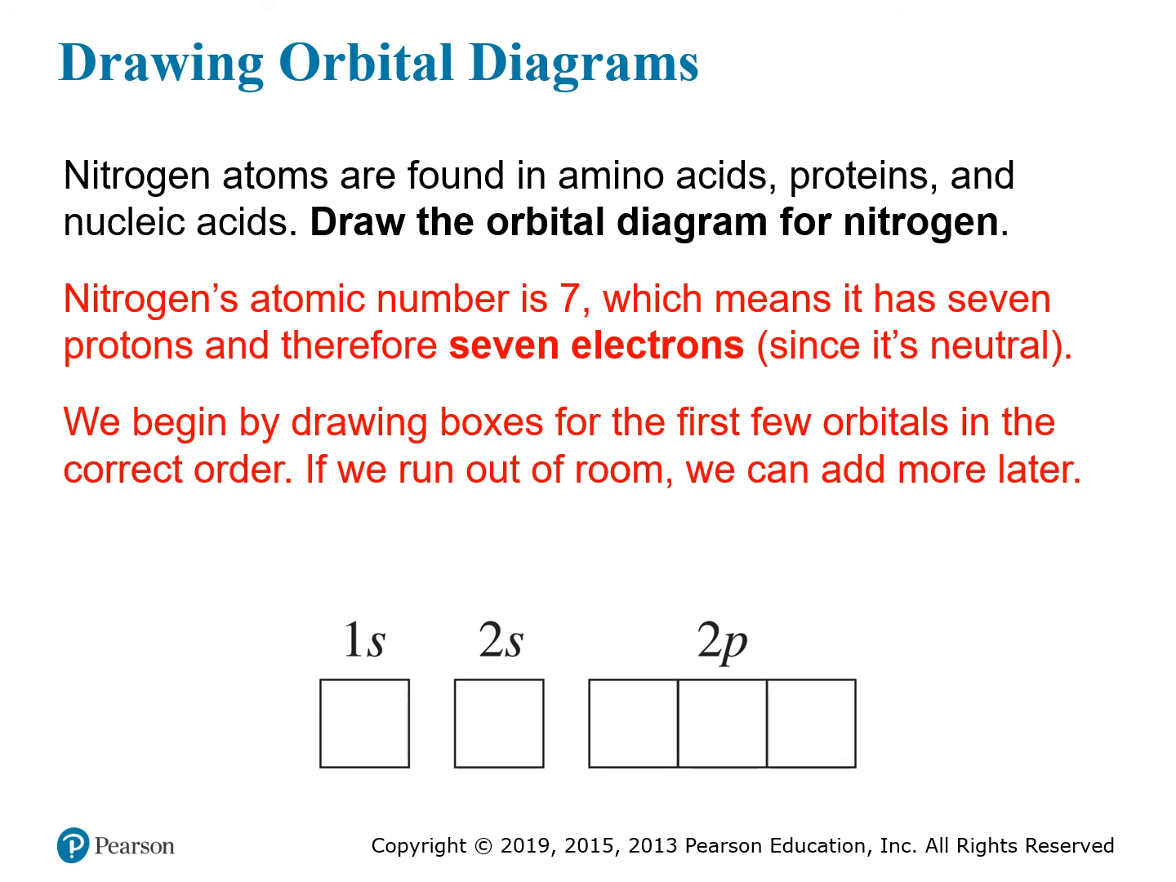So we can begin by drawing the first few boxes, the first few orbitals corresponding to the n equals 1 energy level here, and then the n equals 2 energy level here, which consists of 2 sublevels, the s and the p. We can start from this, and if we need more room, we'll add it later. And so we're going to start to fill these orbitals in order with the 7 electrons that nitrogen has.